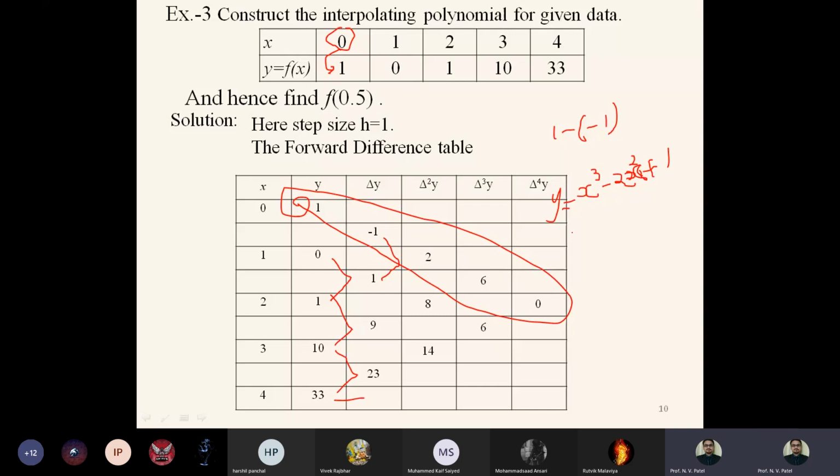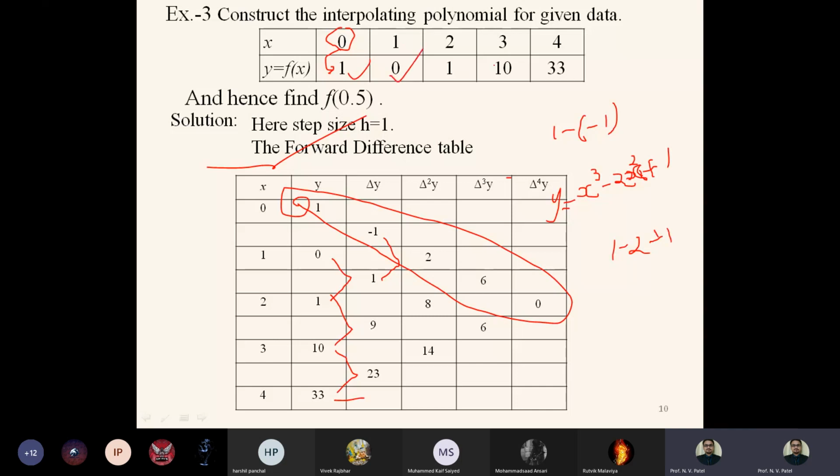Zero cube minus 2 into 0 plus 1. So that is your 1 only. So here also it is given that 1 in our table. If you put x is equal to 1, so it is your 1 minus 2 plus 1. That is 0. So 0 is also verified.